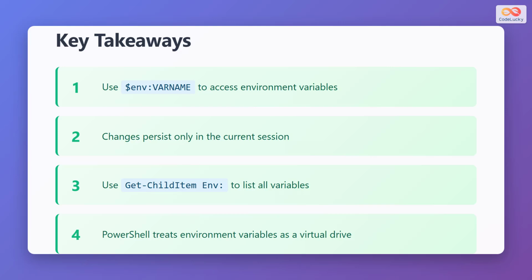Let's recap the key points. First, use $env: followed by the variable name to access environment variables in PowerShell. Second, remember that any changes you make persist only in the current session and don't affect the system-wide environment permanently. Third, use Get-ChildItem env: to list all available environment variables. And finally, PowerShell's innovative approach treats environment variables as a virtual drive, making them easy to navigate and manipulate. With these fundamentals, you're now equipped to effectively manage environment variables in PowerShell. Thanks for watching.